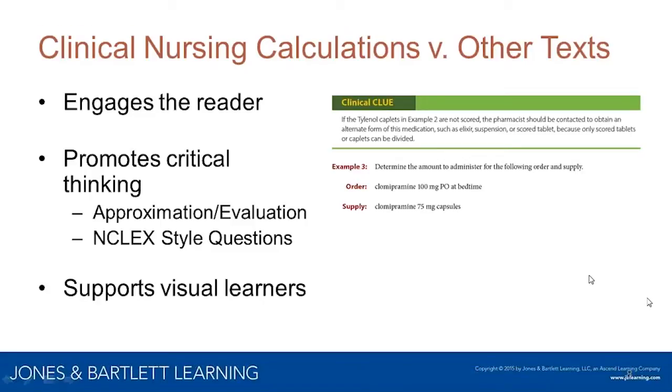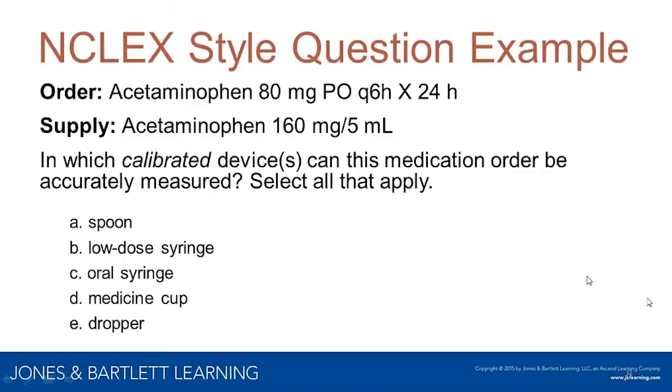This text supports the visual learner by color coding use of measurements. We'll see examples of color coding in upcoming slides. Also, presenting all three methods next to each other in a table format may appeal to the visual learner.